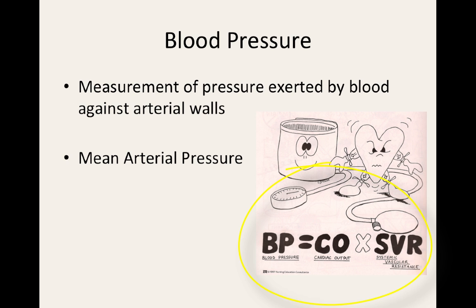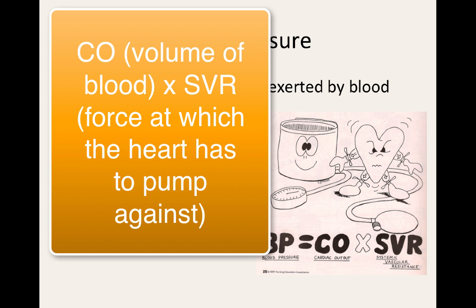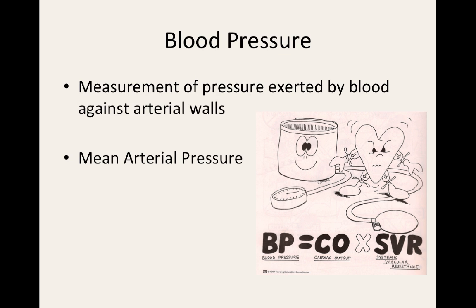You have two opposing forces that affect blood pressure: cardiac output and SVR. Cardiac output is the volume of blood that gets forced out of the left ventricle, and systemic vascular resistance is the force opposing the movement of blood. These two numbers together equal your blood pressure.